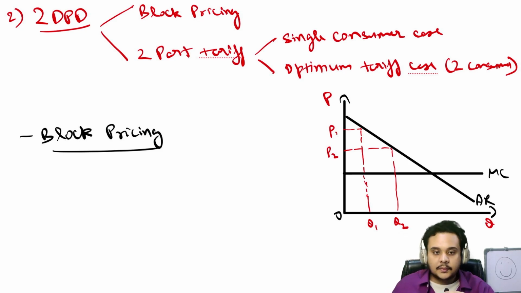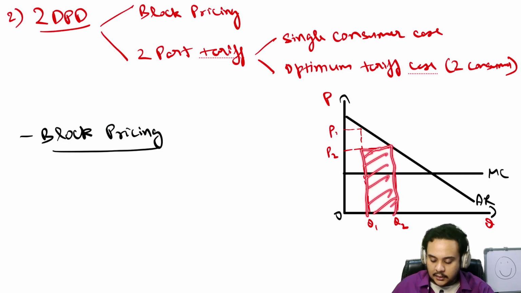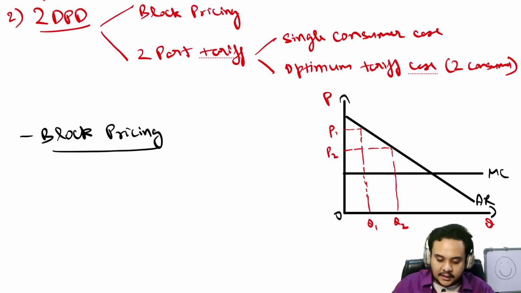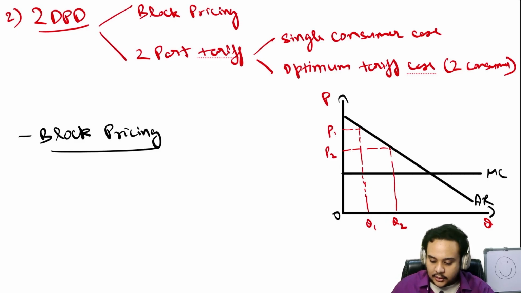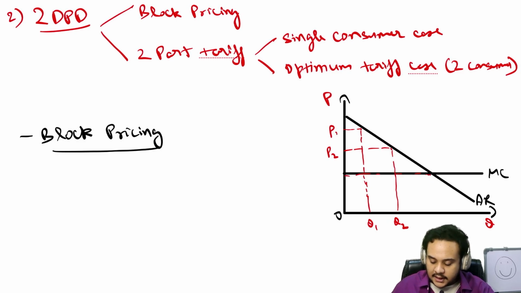Okay, so these many people are being charged P2, right? Q2 minus Q1 people are being charged the price P2, which means this block of people are being charged this price. Similarly, let us say this block is being charged at Q3 minus Q2 quantity, they are being charged P3. Okay, so the monopolist has divided his entire market base into three blocks, and each of the blocks are being charged different prices.